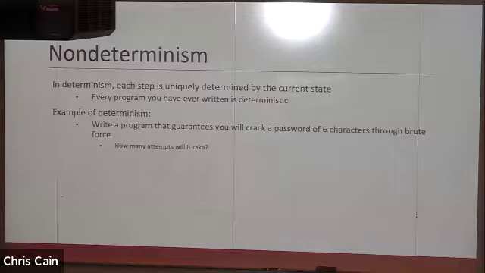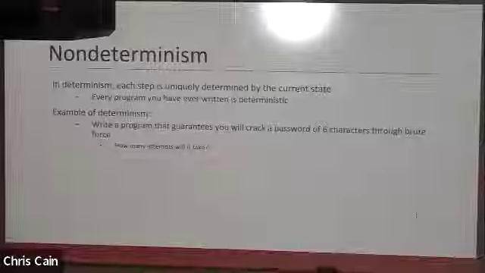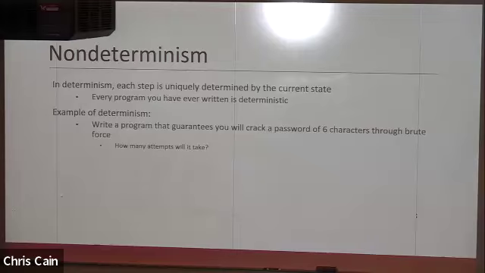So there are 62 possibilities. There are 6 possible characters, 62 to the 6th possibilities. If you were writing a deterministic program, you would need to check 62 to the 6th possible strings. That's quite a few strings, but a modern computer could do that basically instantly.